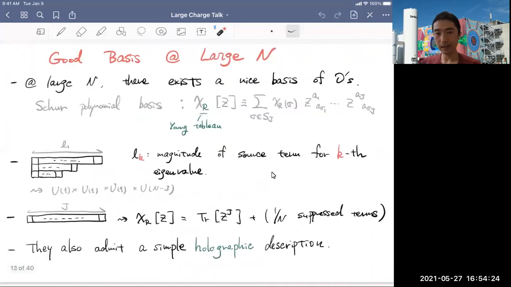However, in the large N limit, we actually know a good basis, which basically extracts a given Higgsing pattern. That's known as the Schur polynomial basis, which is defined by this expression. The Schur polynomial basis is labeled by a Young tableau, and it's given by a sum over permutations. Here you have a character of the S_J permutation, and then a product of J fields. These are assumed to be adjoint in the gauge group.